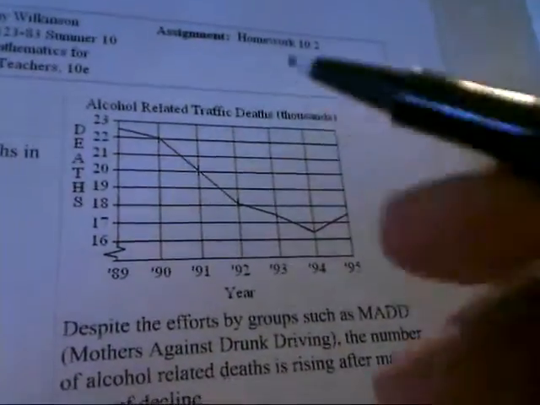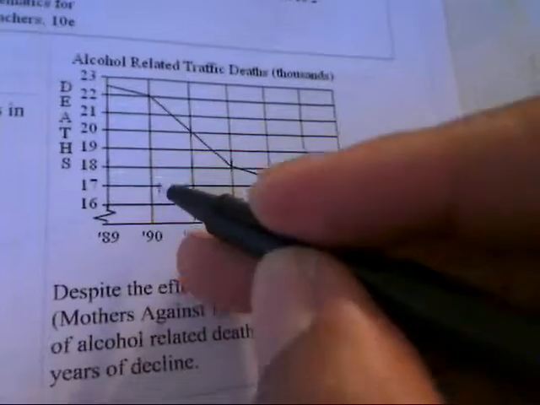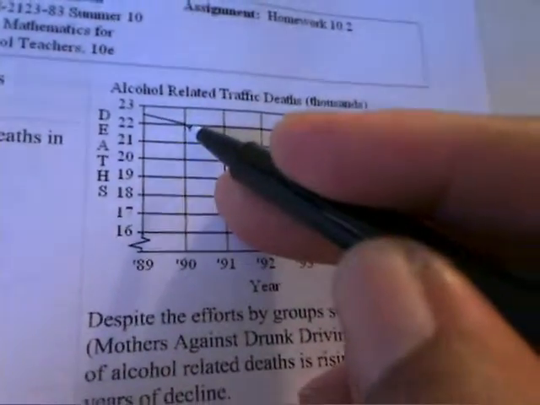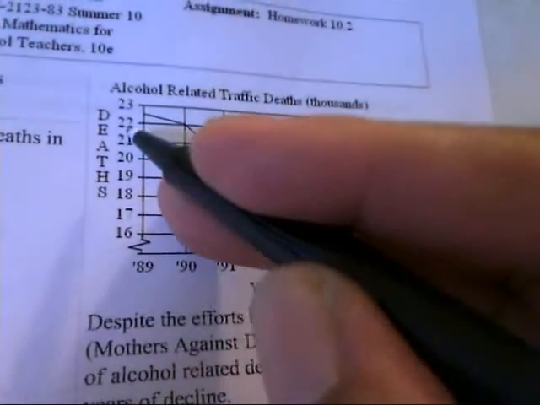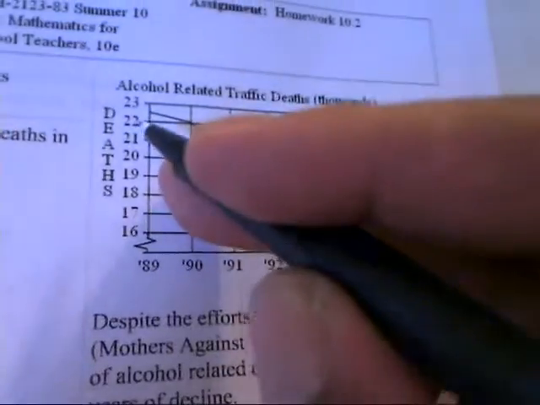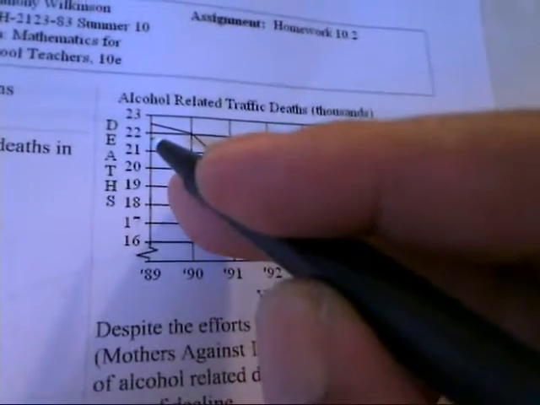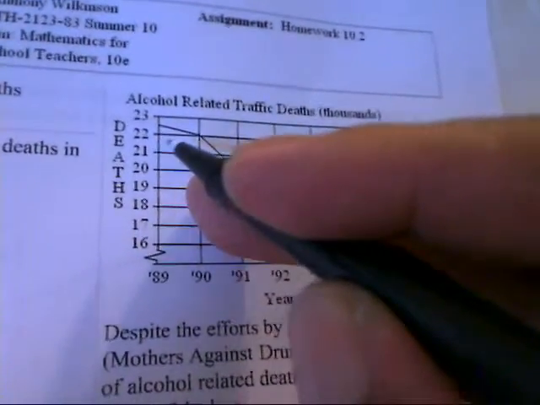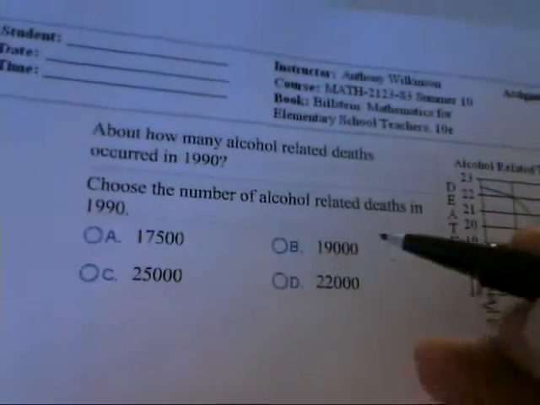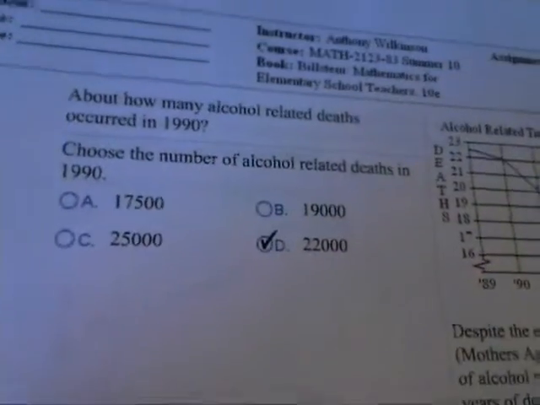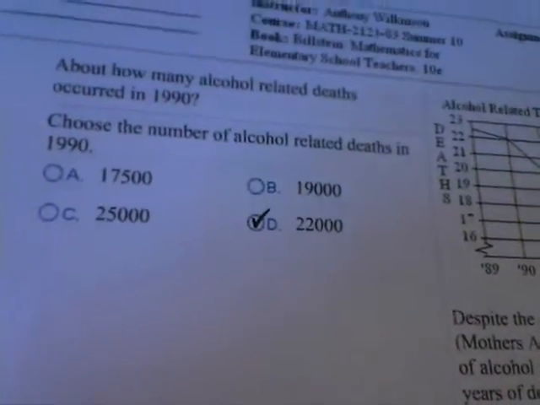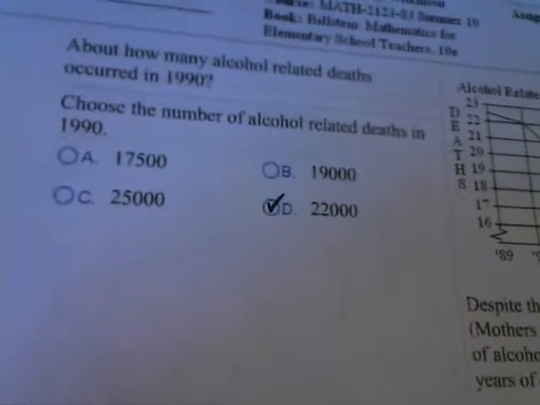Okay, in 1990, which is right here, we're going to read upward, and we're going to see that in this case, there were about 22, and this is going to be in thousands, so it's going to be about 22,000 alcohol-related deaths that occurred in 1990. So to answer this question, it will be part D, which is 22,000. So based on that chart, there were 22,000 alcohol-related deaths in 1990.